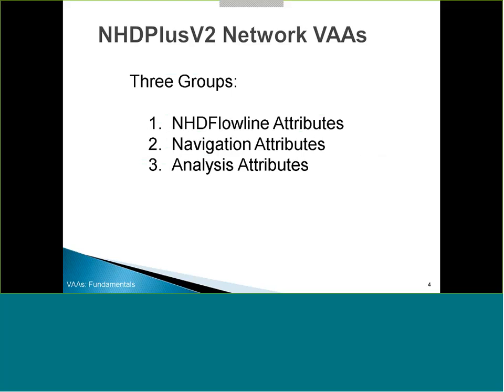There are 3 groups. One is just attributes that are associated with the flow line itself. There's the navigation attributes, and then there's a subset of attributes that are used for analysis.